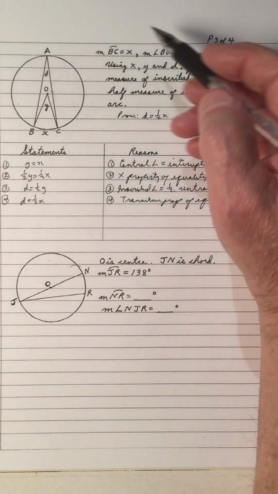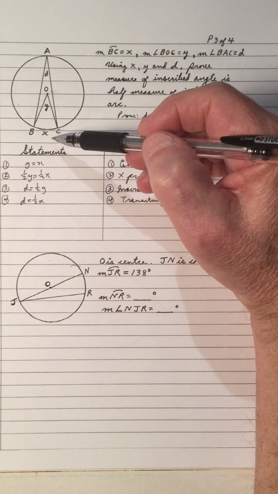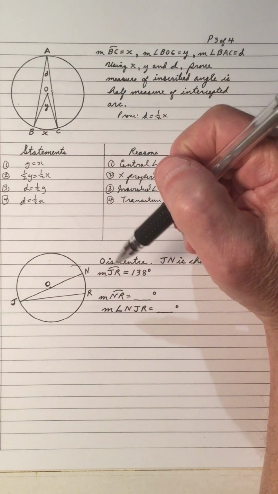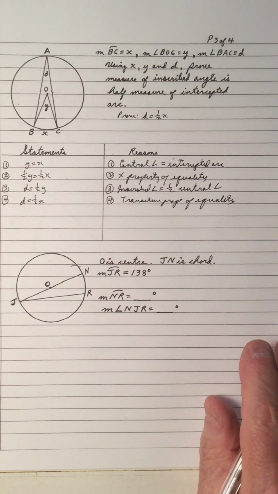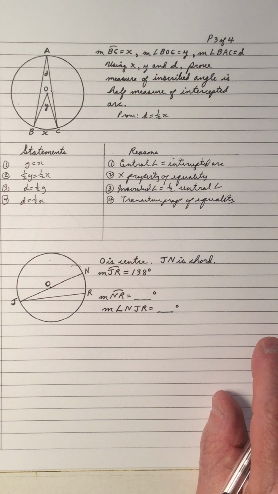So that's the proof that the inscribed angle is half the intercepted arc, because we need to use that in our videos and our problems that we're going to do. So let's do another example.